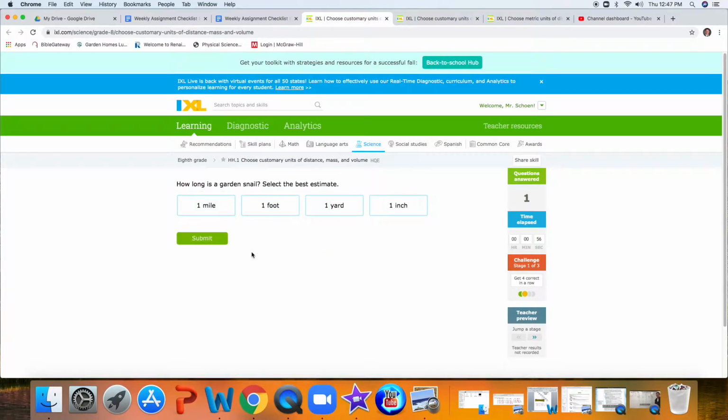How long is a garden snail? Select the best estimate. It'd be a massive garden snail if it was a mile. It'd be even more massive if it was a yard, which is 3 feet, or 1 foot. It makes sense that the smaller of those values would be appropriate.